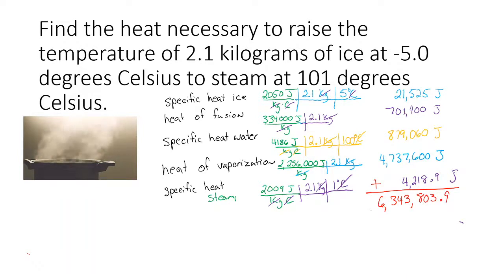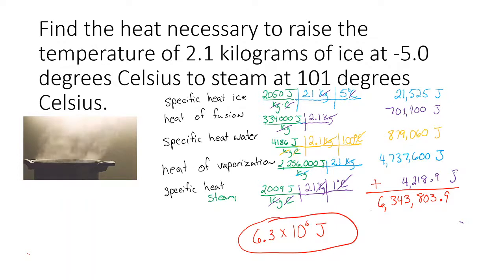6,343,803.9. I look back to the problem, I see two significant digits, so I'm going to say my answer is 6.3 times 10 to the 6th joules. Okay, I hope you're beginning to get this a little bit more, feeling a little more confident, so that come Friday when we have our quiz, you'll be all prepared for this on the quiz.